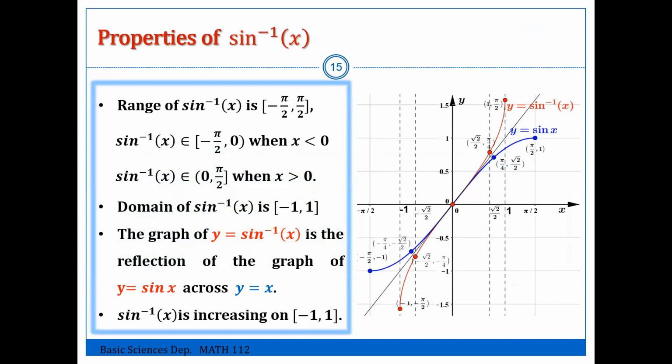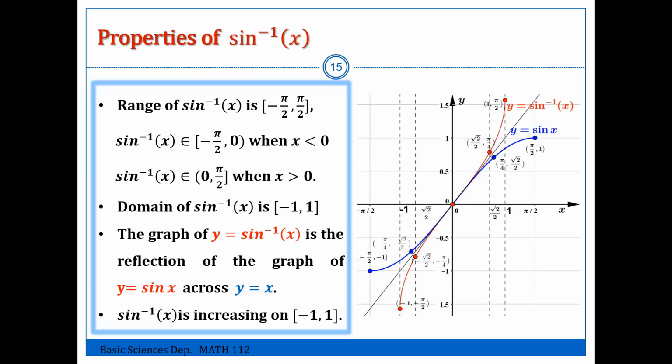Okay, so these are the properties. It's increasing, it's odd. The result of cosine inverse and sine inverse, this function gives me the value of the measure of the angle theta. So if I need the angle, I use cosine inverse to find the angle in radian or in degree.